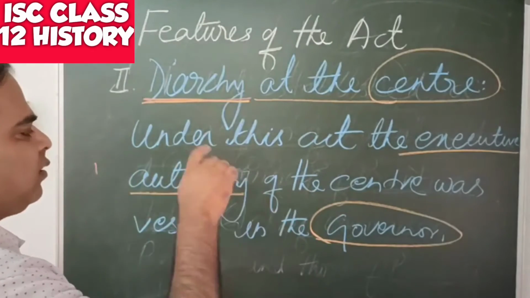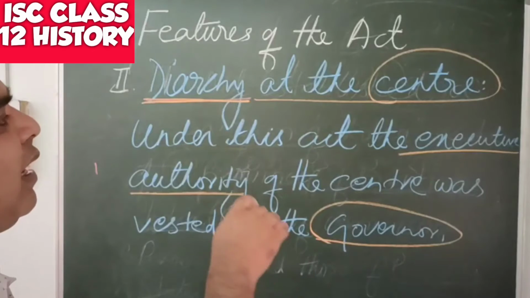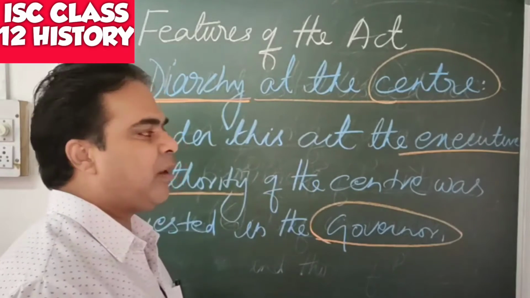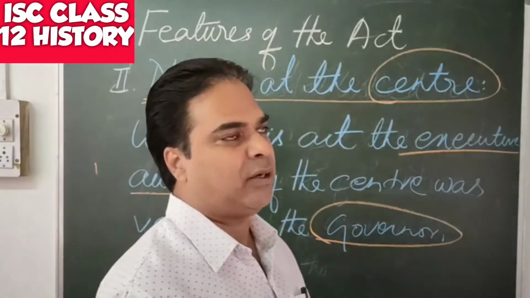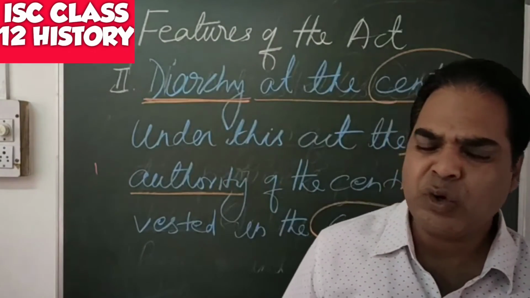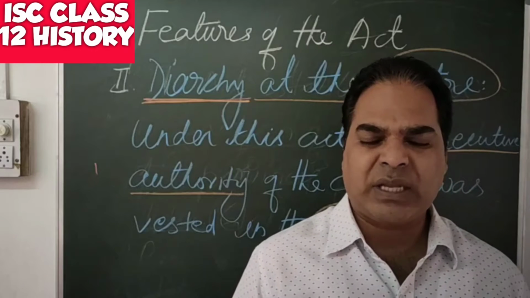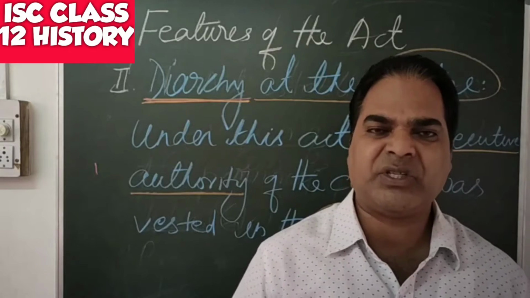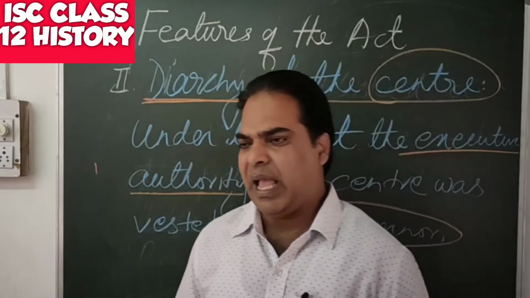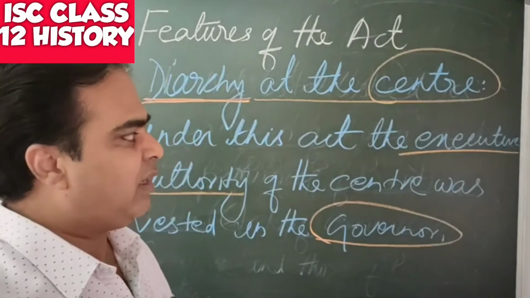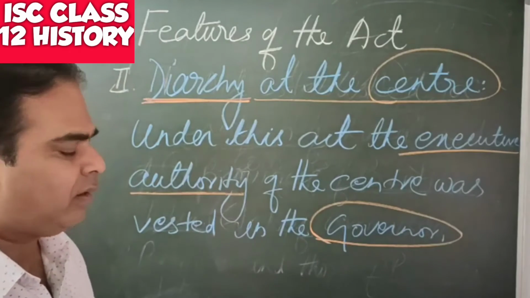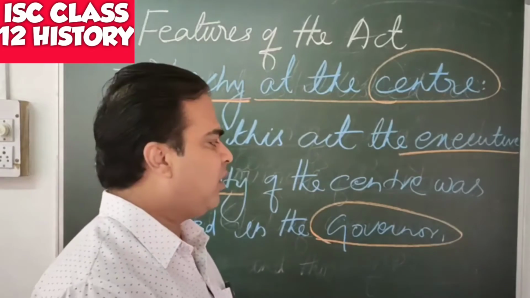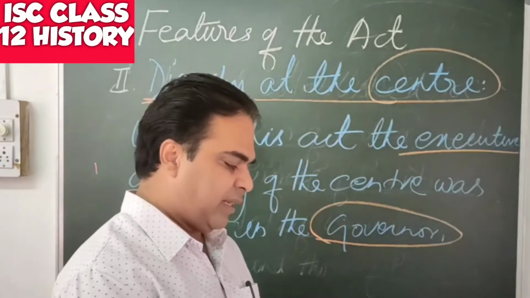So the governor had the power in his hand. The central power was in the hand of the governor. The governor was appointed by the British Parliament and entrusted with all the important powers, and the ministers at the provincial level remained in office during the pleasure of the governor. That also we'll discuss in the next part.